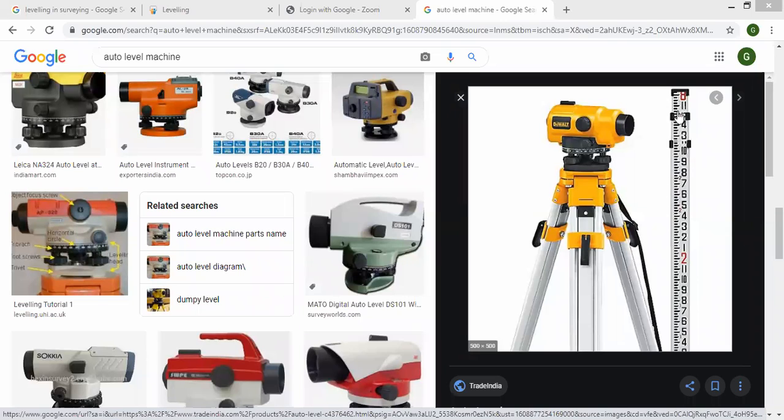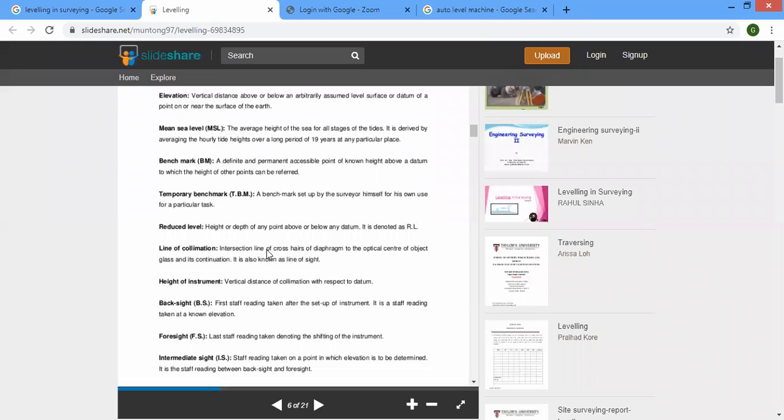On the right side, the white staff is visible to you. See here. Is it visible? Yes, visible, sir. On this staff, the line of collimation is nothing but the horizontal line of sight in the telescope of the auto level. That is what he is telling here: the intersection of the line of crosshairs. Crosshair means the plus mark which you have on the other end of the telescope.